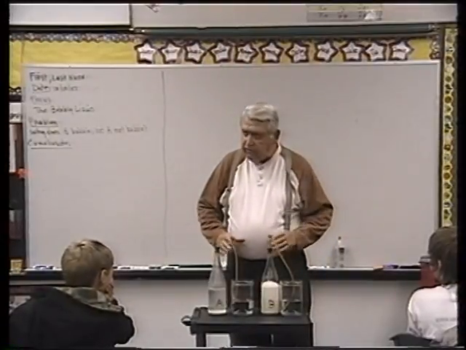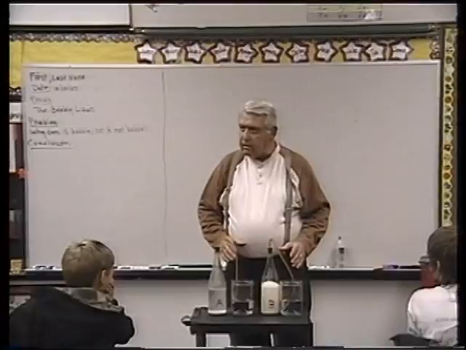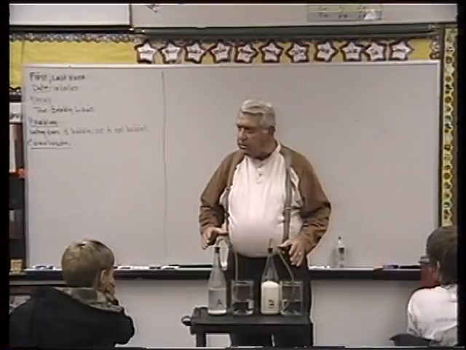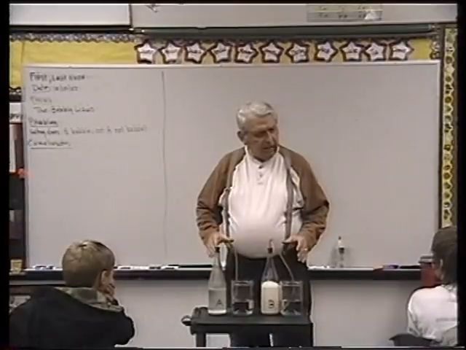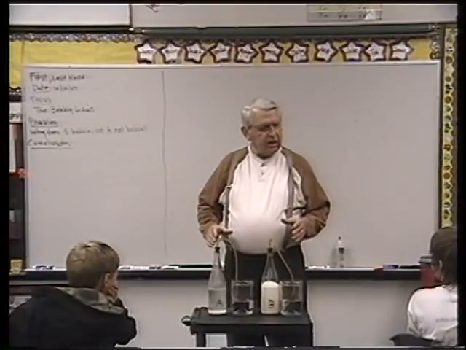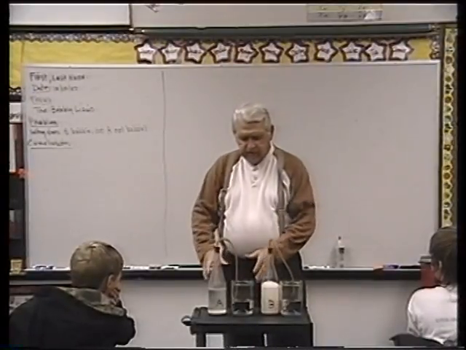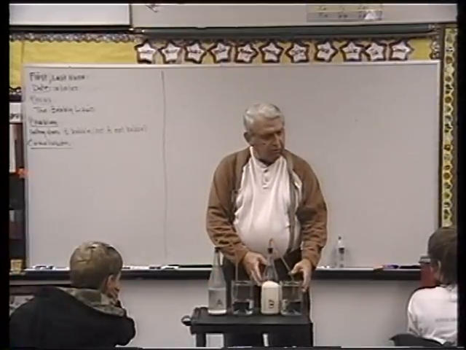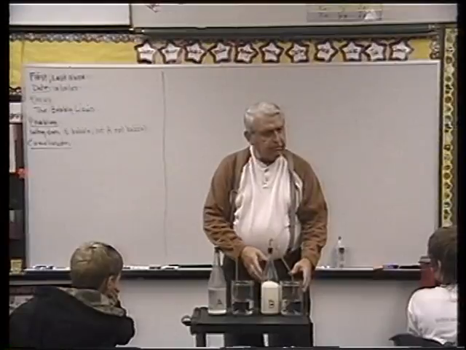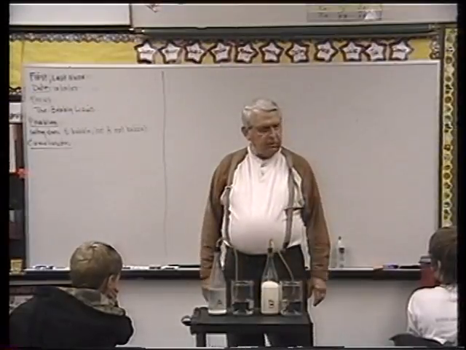I have two sets of equipment here that are identical except for one factor that's called the manipulated variable. Everything else is exactly the same. In any properly designed experiment, you have a control group, which in this case is A, and an experimental group, which in this case is B. And there's always only one difference between them.